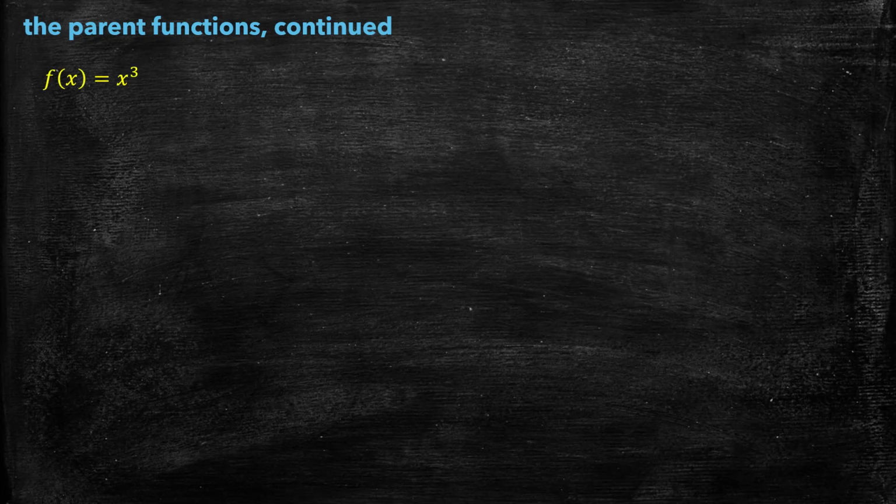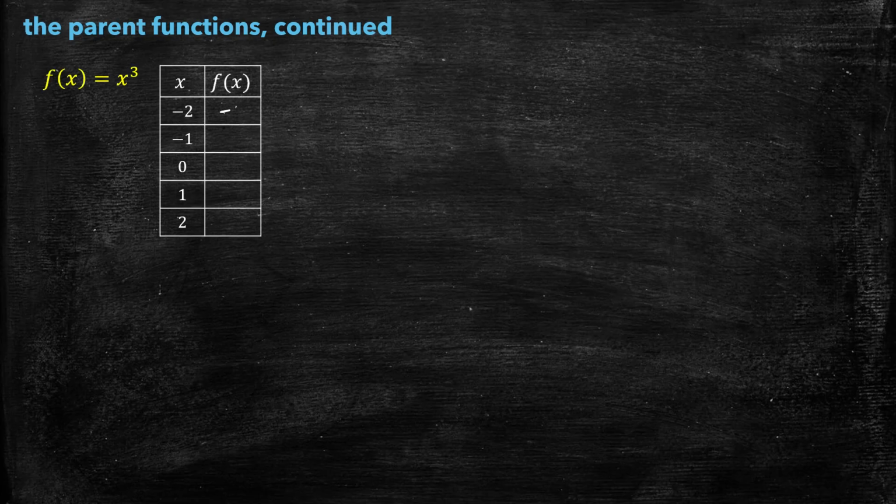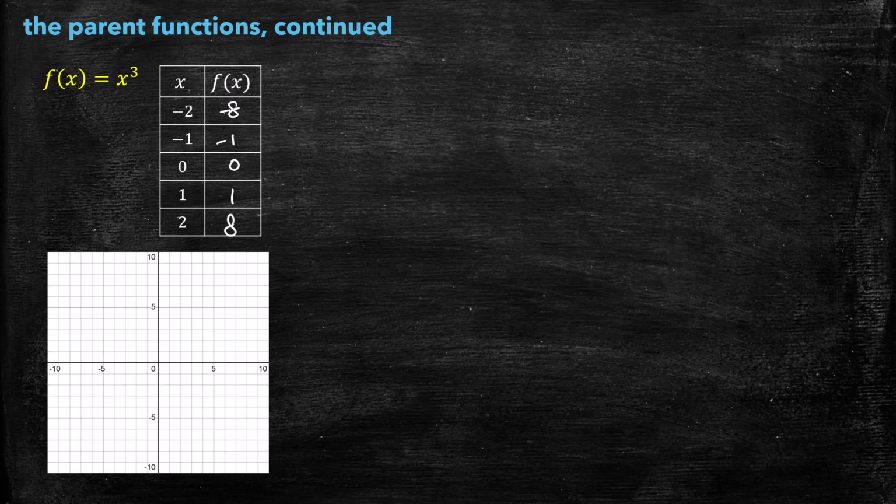So the next parent function will be f of x equals x cubed. So if we cube each of these, and then we graph that, we have 0, 0, 1, 1, negative 1, negative 1. If we stopped with only those 3 points, we would be confused as to what its shape is. So important to go out just a little bit extra to 2, 8, and negative 2, negative 8. And this is our cube, y equals x cubed.